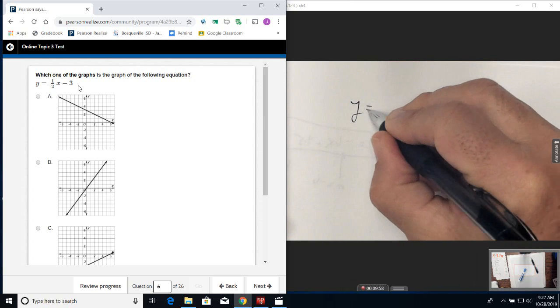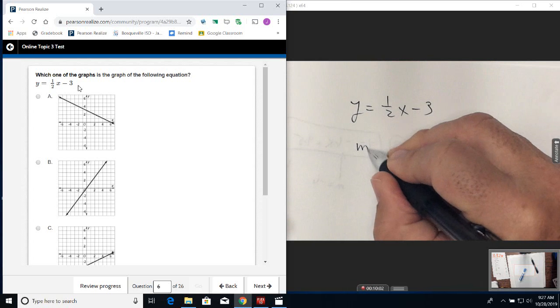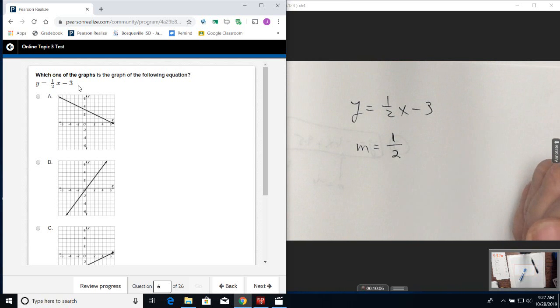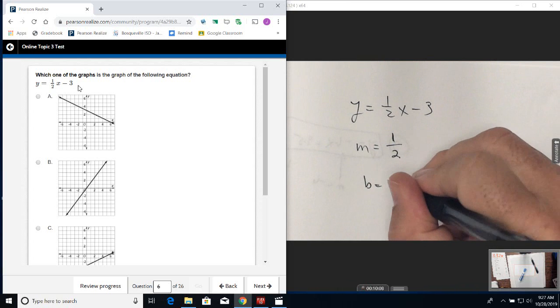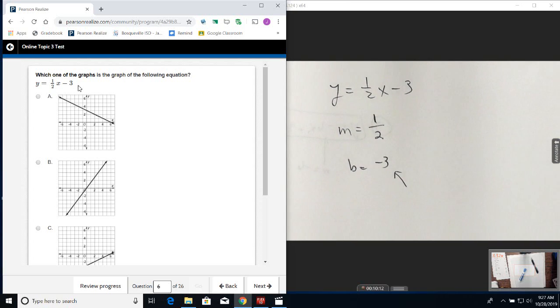Slope-intercept form. So if it's y is equal to 1/2 x minus 3, what's the slope of the line? Isn't that 1/2? What's the y-intercept? -3. So the graph of this has got to cross the y-axis at -3. So it's definitely not A, right? There's not a y-intercept of -3 in A.